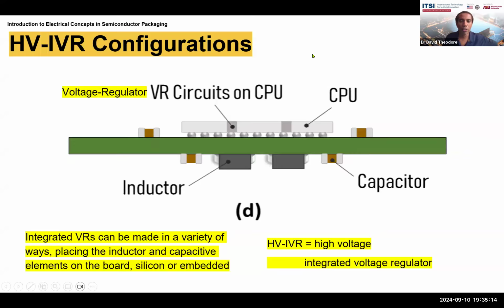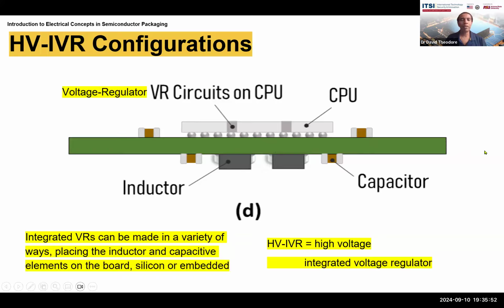A fourth configuration is here, where we are putting the voltage regulator circuits on the CPU itself instead of having it on a separate chip. So here's the central processing unit, then voltage regulator, central processing unit, voltage regulator. Now we have a land side capacitor here and a die side capacitor on the package. Similarly here, land side capacitor. And now we've put the inductors directly beneath the chip. So this is a different configuration.